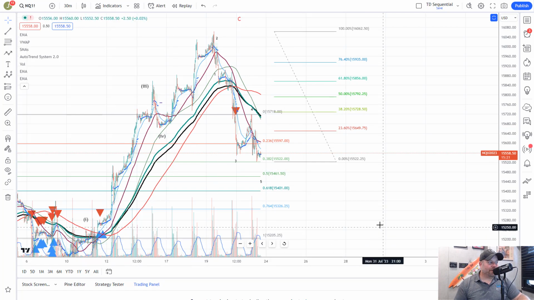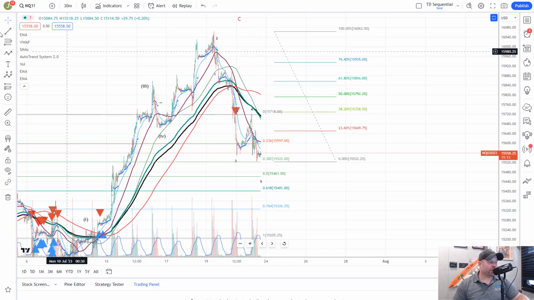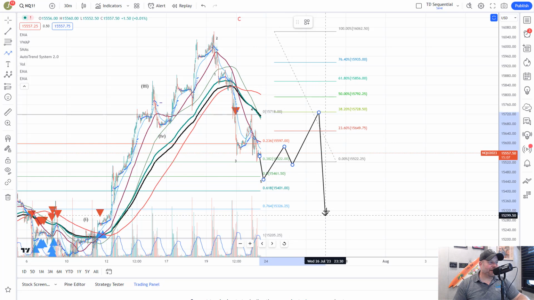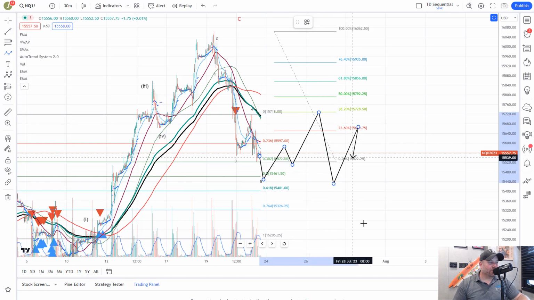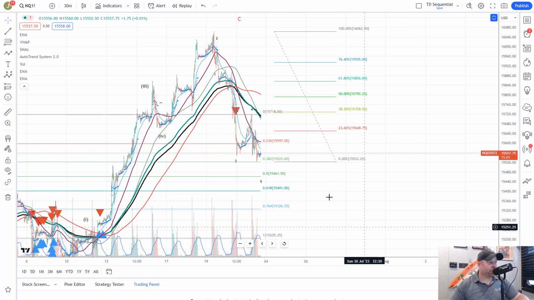But in any case, a break of that 15,067 area would tell us that we're likely in the bigger pullback towards 14,000 or so, and then we'd look up from there. So pretty clear parameters on both. If this is going to be a wave 5, we would expect it to push down a little further and then look for an ABC back up and then down in 1 of 3, 2 of 3, and then the breakdown. So those are kind of what we're looking for on both charts.